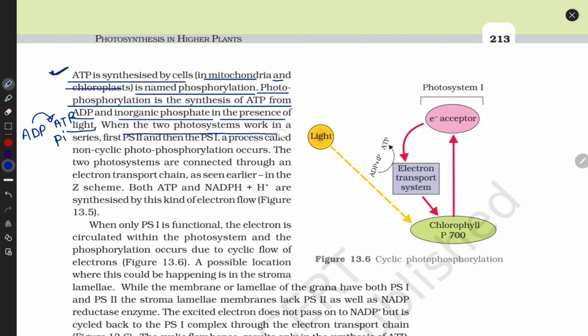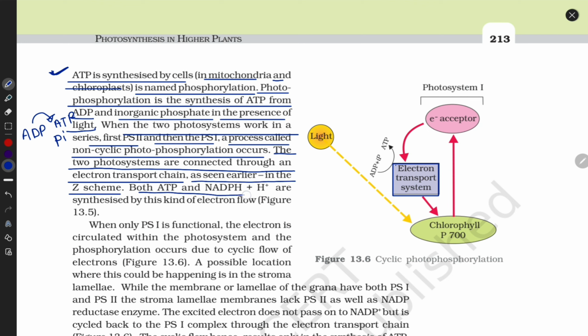When the two photosystems work in a series, first photosystem second and then photosystem first, the process is called non-cyclic photophosphorylation, which we discussed in our previous lecture. The two photosystems are connected through an electron transport chain. Now, as seen earlier in the Z scheme, both ATP and NADPH are synthesized by this kind of electron flow. So, they are talking about non-cyclic photophosphorylation.